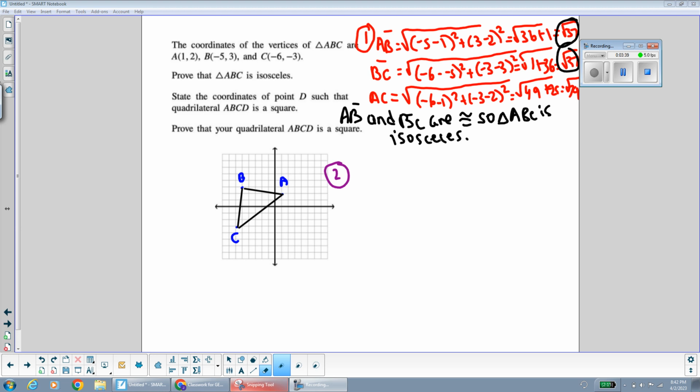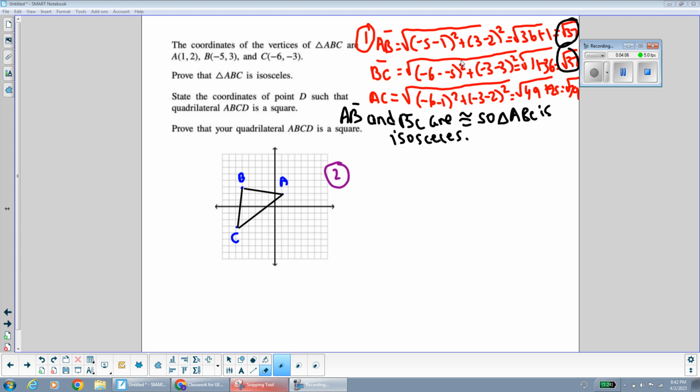Over here, I have part 1 of the coordinate proof. AB and BC are congruent, so triangle ABC is isosceles. I use the distance formula to show that. Make sure that when you're doing a coordinate proof, for each question that you're answering, you show all of your work, and then you put a concluding statement explaining in words what your work shows. So I have a sentence here explaining what my work shows.